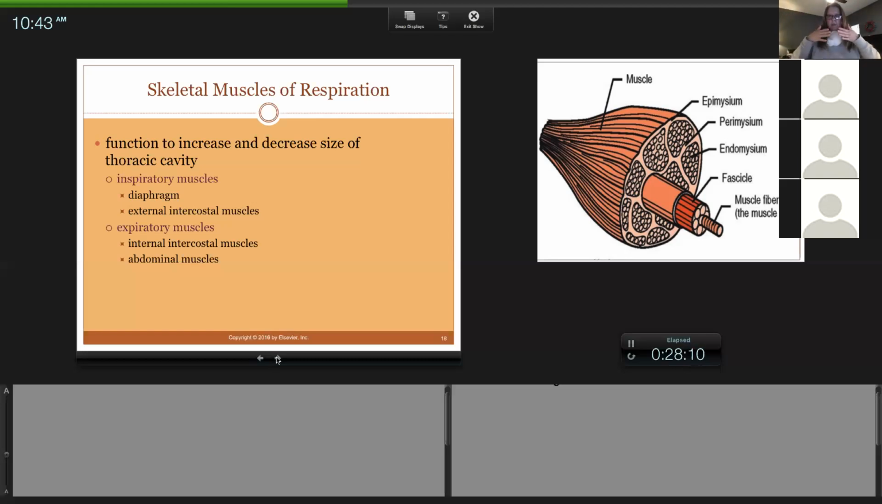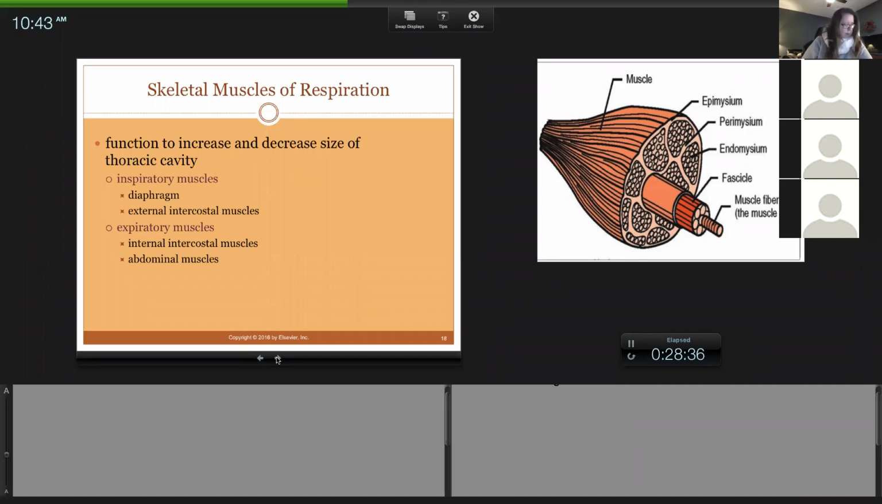Air comes in. When it's time to exhale, basically the internal intercostals are going to pull the ribs like this, and then your abdominal muscles are going to push. And then the diaphragm goes back to normal. The size of the thorax is decreased. The lungs are like, oh boy, they get squeezed and the animal exhales.